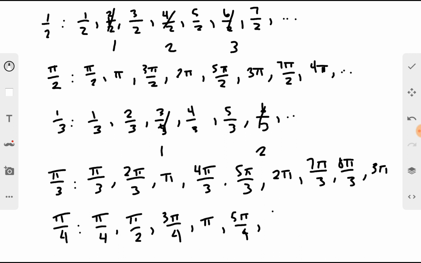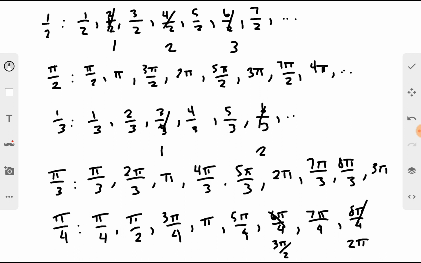I'm going to write this one down. 6 pi over 4, that's going to reduce to 3 pi over 2. Okay, so we've got 3 pi over 4, 4 pi over 4, 5 pi over 4, 6 pi over 4. The next one would be 7 pi over 4, and then 8 pi over 4. And we say, hey, now that reduces to 2 pi.